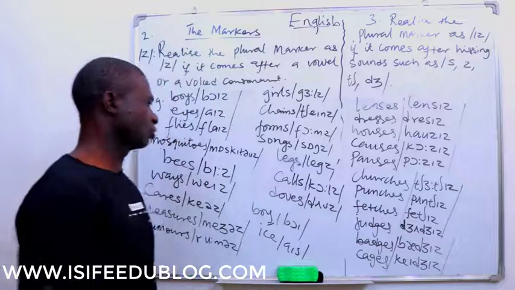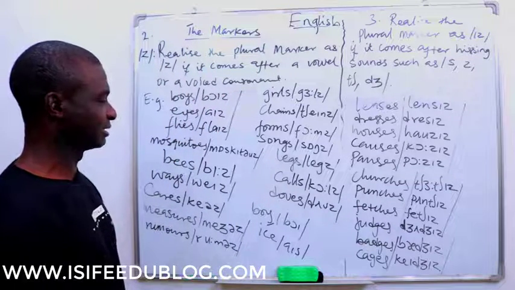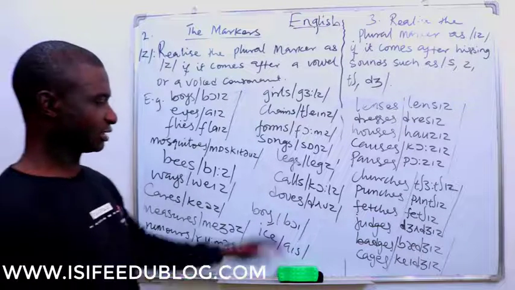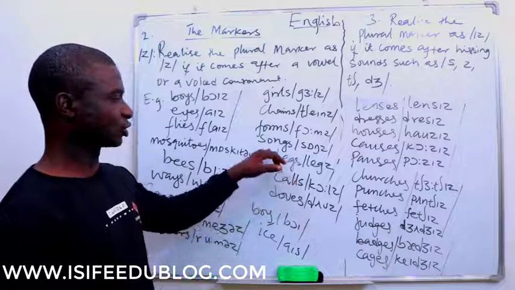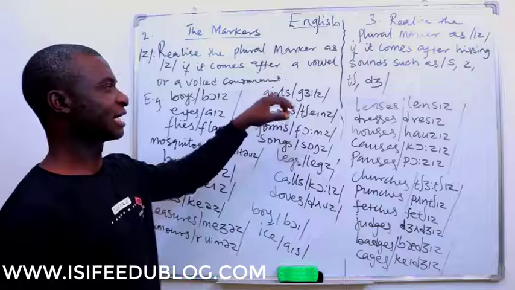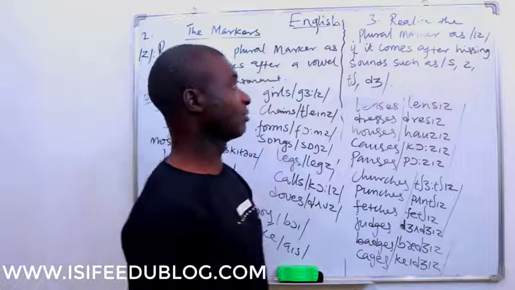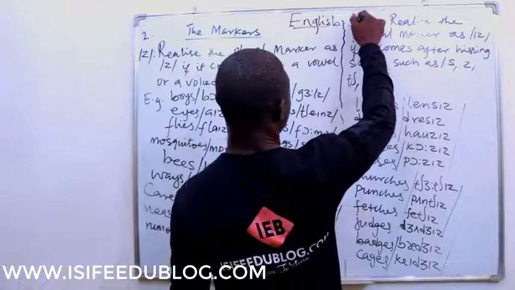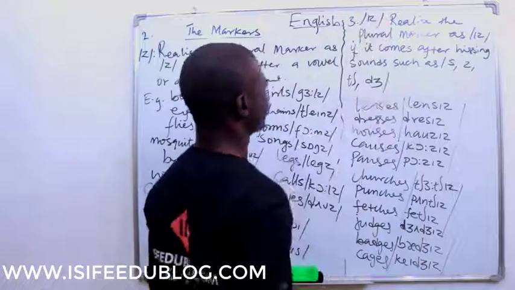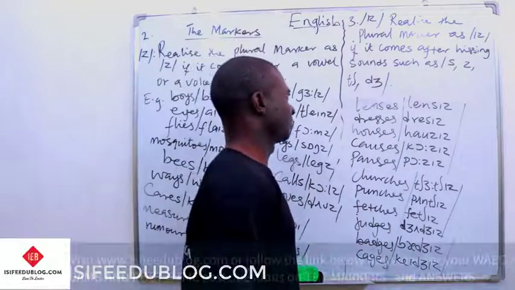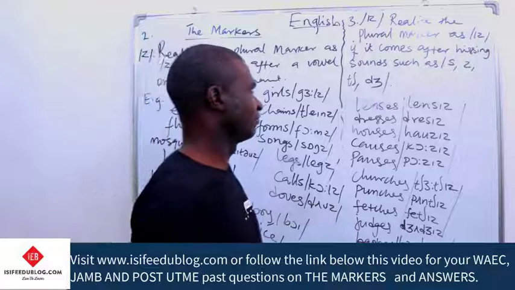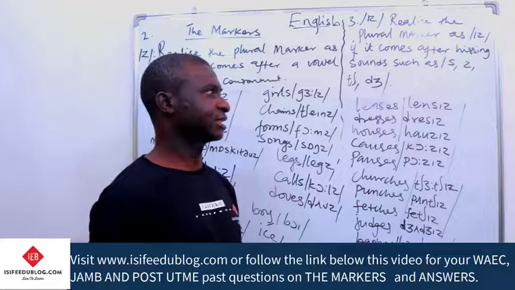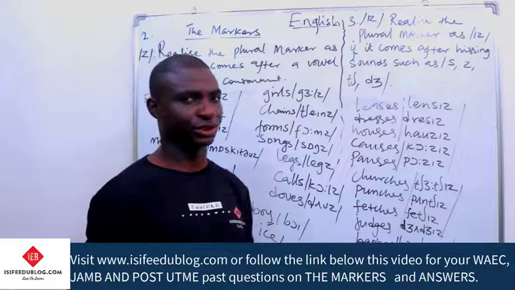That was number 2, realizing the plural marker as Z, when you see them after a vowel or after a voiced consonant. Dabs, calls, legs, songs, forms, chains, and girls. Let's go to number 3. Number 3 is actually iz. So we say, realize the plural marker as iz if it comes after hissing sounds such as s, z, ch, j.